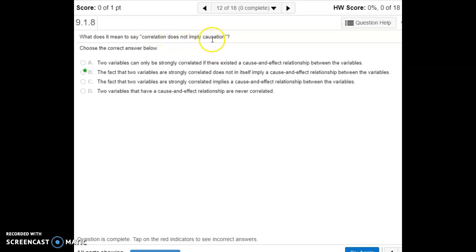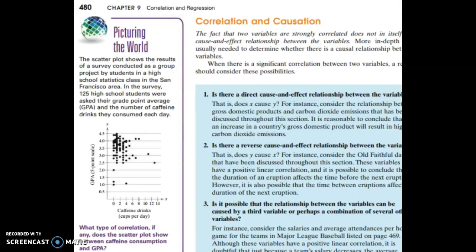Correlation does not imply causation. It means that just because two variables are correlated, it is not safe to assume that there is a cause and effect relationship between the variables. There could be some cause and effect, but we can't assume that just because they're correlated. And the book covers this in more depth here.